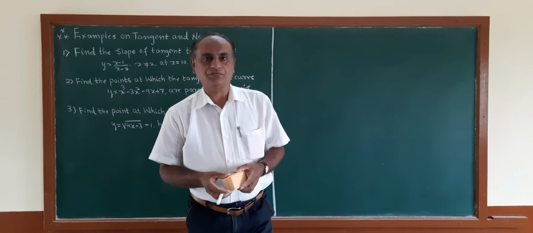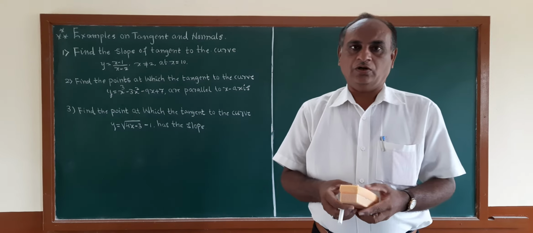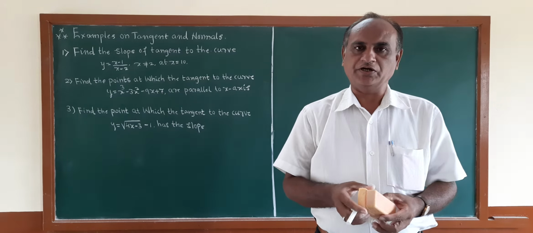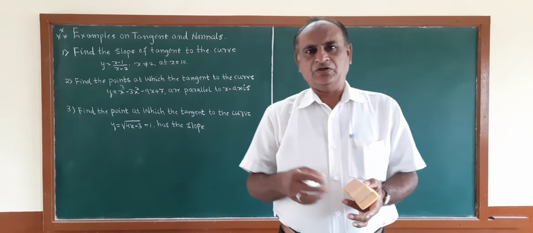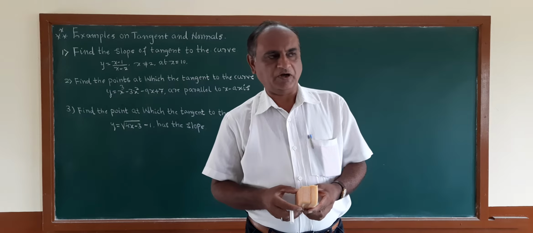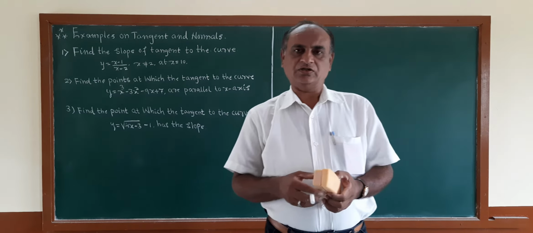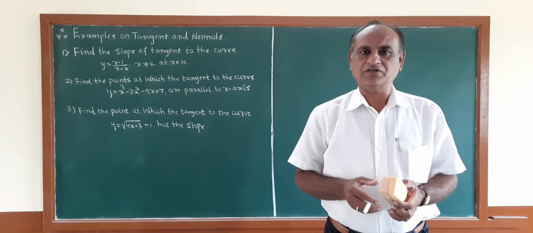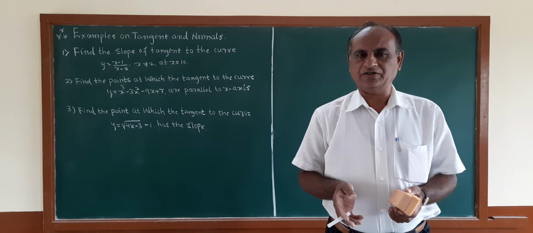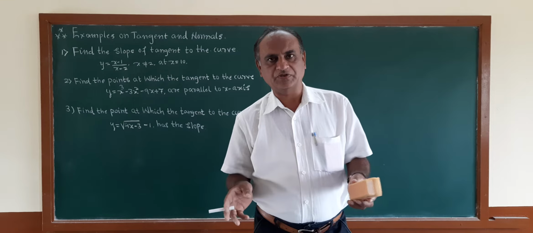Good morning, students. Today I want to discuss, with examples, tangent and normal in the last theory part. First, one important formula: dy by dx represents the slope of the tangent, dy by dx, or that is m, or that is tan theta. So these are the symbols to represent the slope of the tangent.